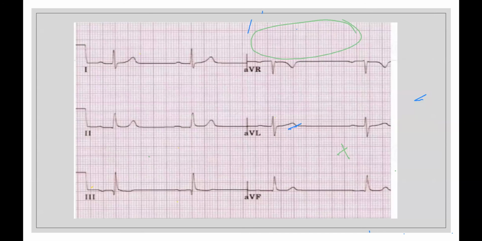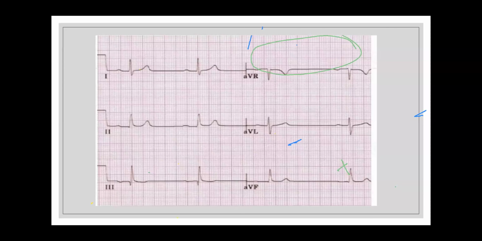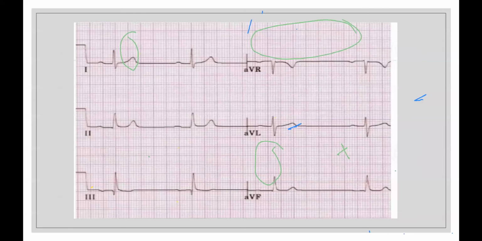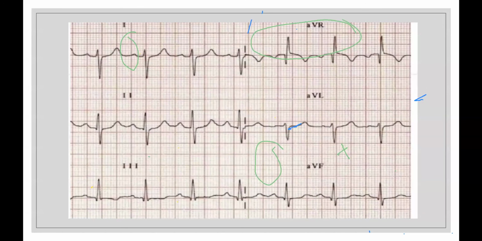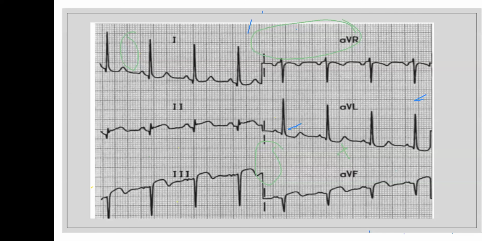See, positivity, positivity, both positive, thumbs up, this ECG is normal axis. This ECG is right axis deviation. Okay.